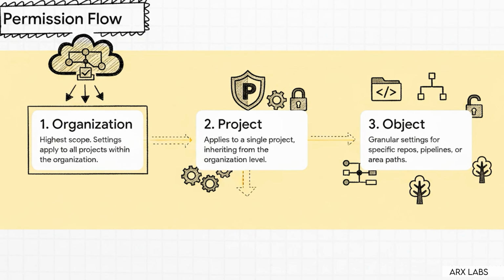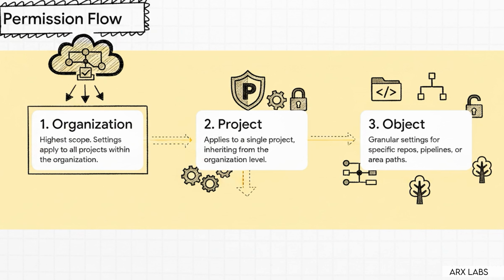Let me break that down for you. At the very highest level, you've got the organization. Any setting you make here, it applies to every single project underneath it. No exceptions. Then you go one step down to the project level. These settings apply to, you guessed it, just that one project. And finally, you can get super granular at the object level.